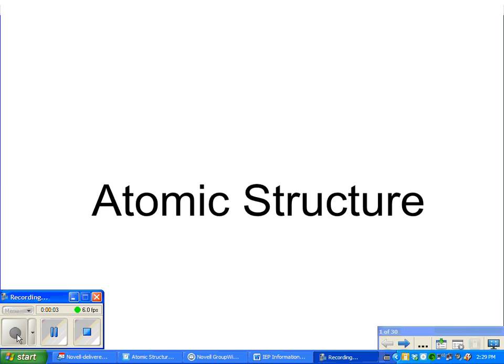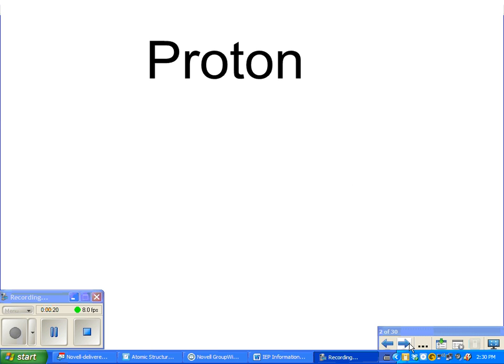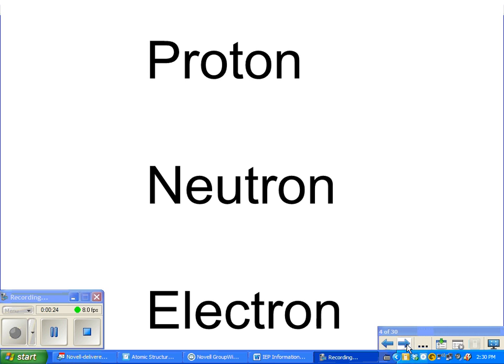Now that we've looked at the history of the atom and how we've got to our model, we now need to pay attention to the atomic structure. So the first thing we need to look at are what are the three subatomic particles that were discovered. They were the proton, the neutron, and the electron.